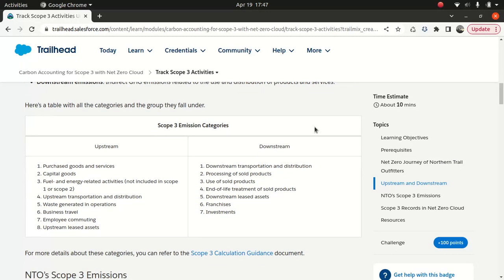So, when you look at upstream, it's like you buy stuff, right? The capital goods, fuel, upstream transportation and distribution, waste generated in operation, business travel, employee commuting, upstream leased assets, downstream transportation, processing of sold products, use of sold products, franchises and investments.